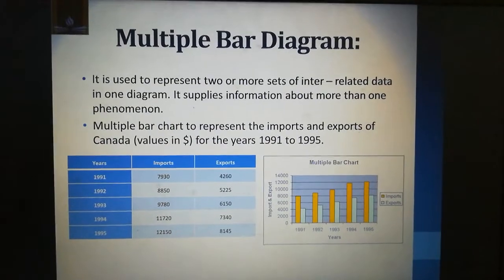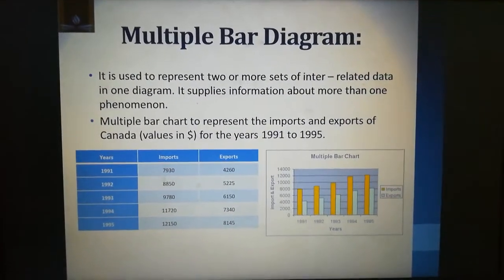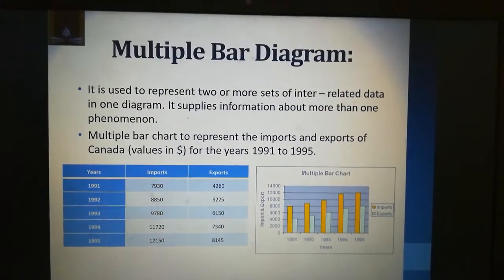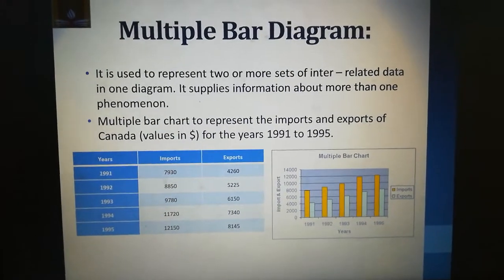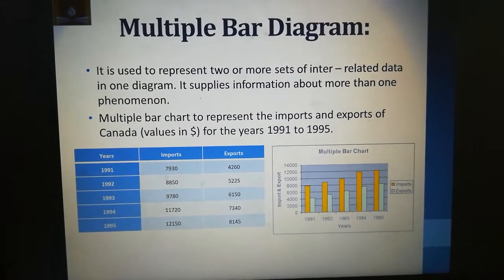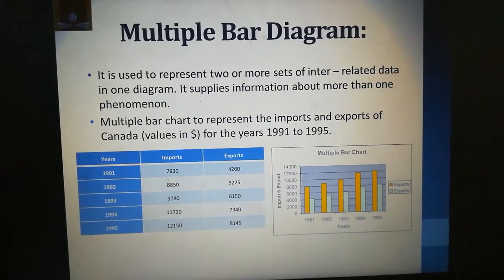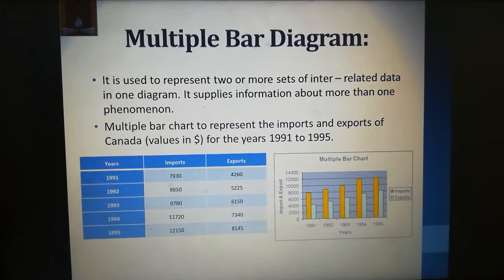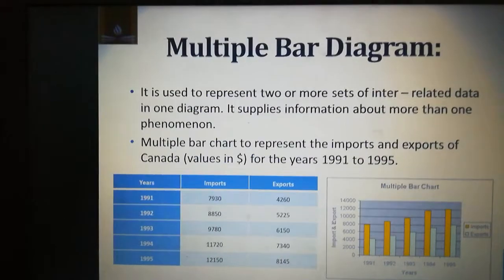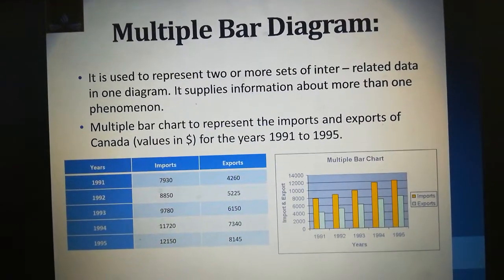Next is the multiple bar diagram. It is used to represent two or more sets of interrelated data in one diagram. It supplies information about more than one phenomenon. So multiple factors. For example, here both import and export for the years 91 to 95 are represented in the table, and let's have a look at how it is represented with the multiple bar diagram.